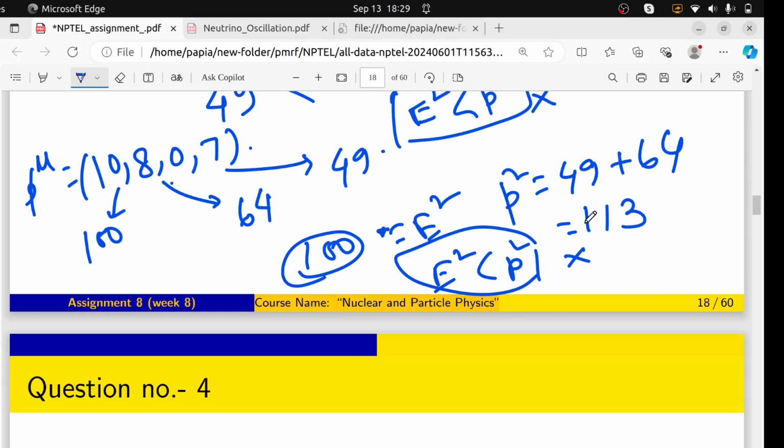Because n square is always positive or 0. N square cannot be negative. Whether n is positive or negative does not matter, n square should always be positive, because this is a simple scalar term.